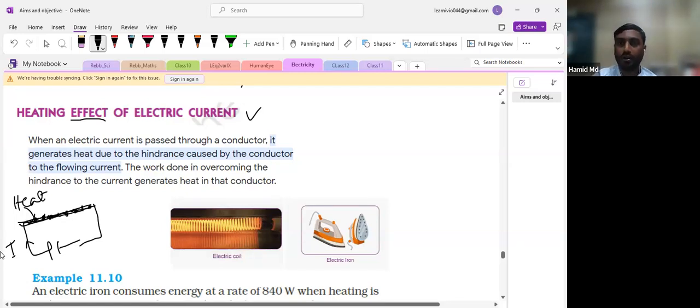Have you ever checked that overusing the phone makes it hot? Yes, sir. Overusing, right? Similarly, you may have seen that whenever you charge your laptop or mobile, the charger also gets hot.